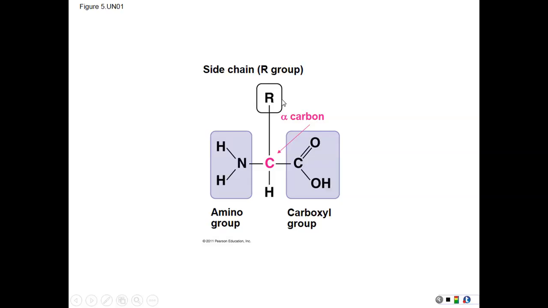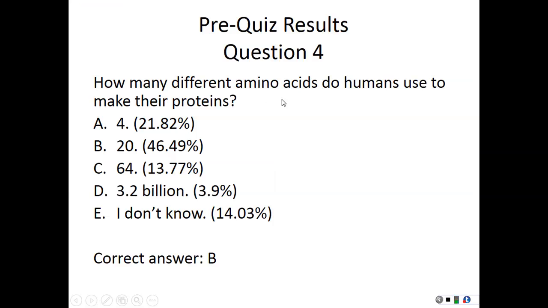So, before you guys really started to take this class, I asked you a bunch of questions. One of them is this fourth question, where I said, how many different amino acids do we use? I made it very personal: how many do humans use to make our proteins? And I hope most of you are gravitating toward B as the right answer.